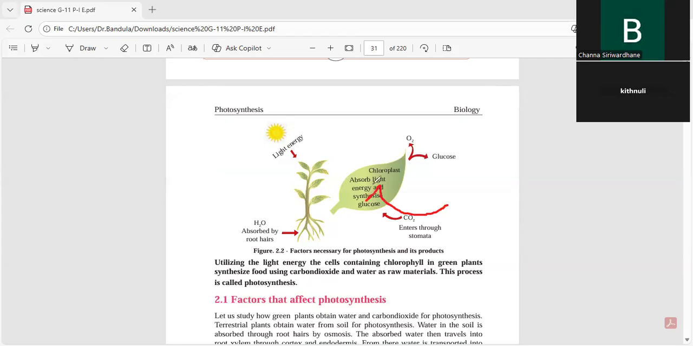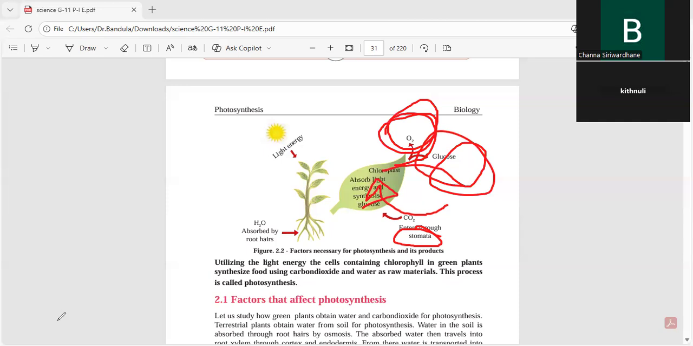So CO2 enters the leaf mainly through the stomata. You know the stomata. You can see stomata majorly in the underside of the leaf, the lower epidermis. Then this leaf will produce oxygen. It releases oxygen while producing glucose.